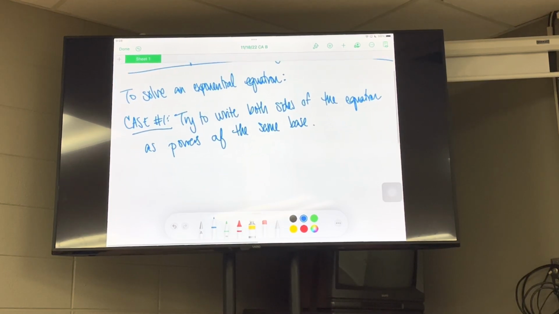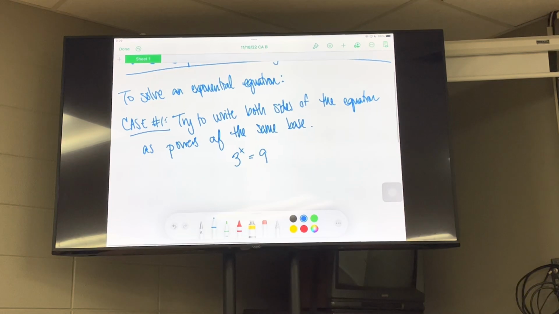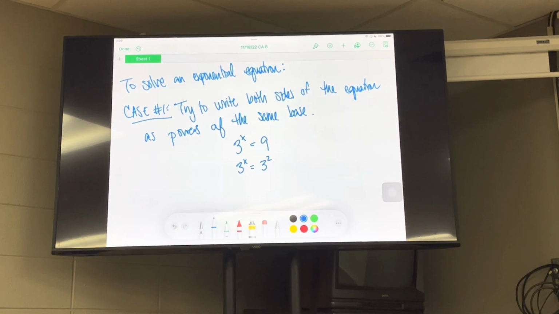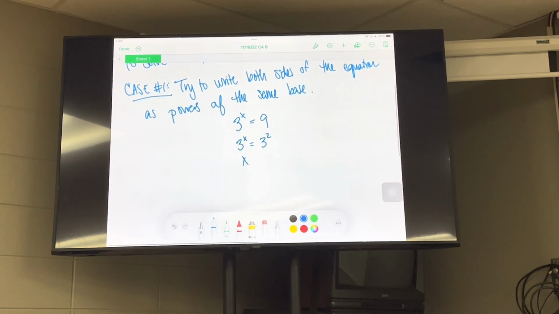So this goes back to, whenever we had 3^x equals 9, that one was pretty easy, right? Because we could get the same base on both sides and then just bring those powers down. So what is 9? 3 squared. Okay, since I have the same base on both sides, I can just bring the exponents down as x equals 2.